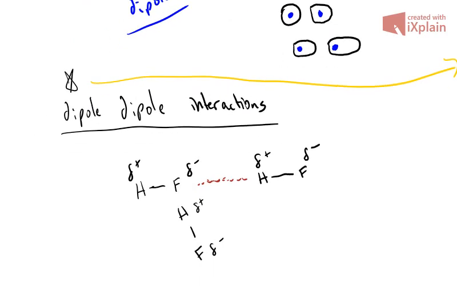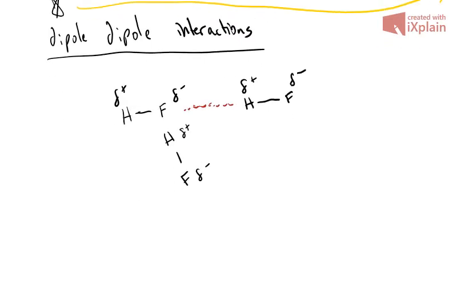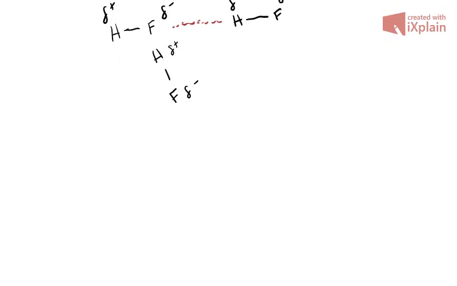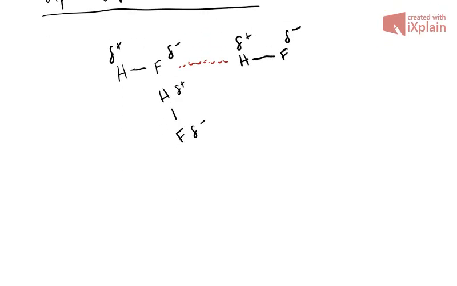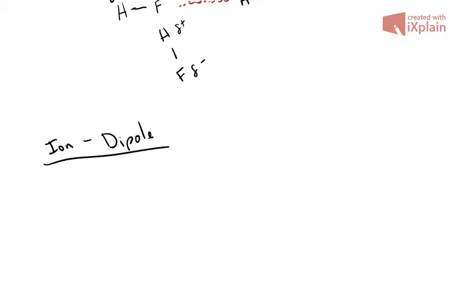Then you have dipole interactions, so interactions between two dipoles or two polar things. Next, we're going to do ion dipole. It doesn't roll off the tongue like this. Yeah, this one's self-explanatory too.